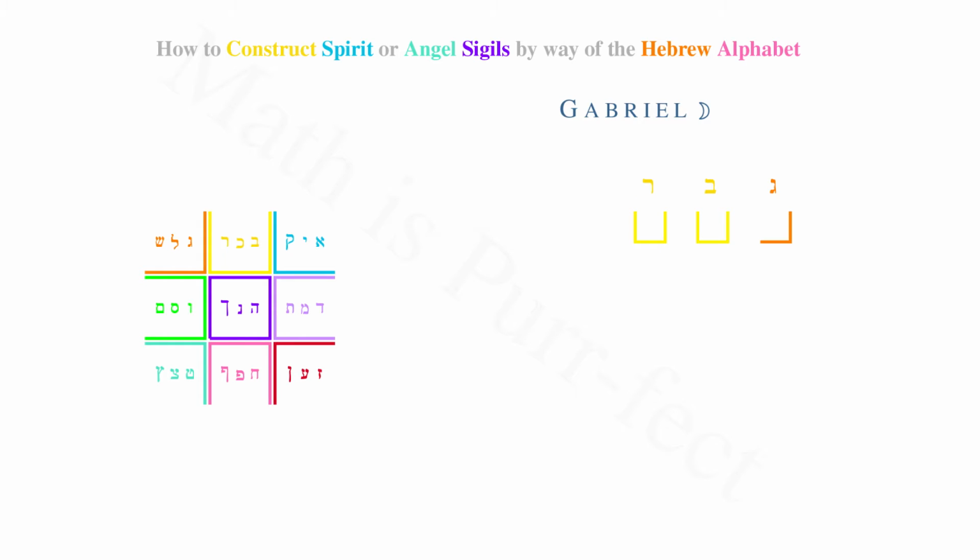Then Resh, residing in the same box as Bet, hence having an identical key, followed by Yod, residing in the top right box, which is indicated by the light blue L-shaped key. Next we have Aleph, also residing in the top right box, hence having the same key as Yod. Finally, Lamed, residing in the top left box, hence having the same orange L-shaped key as Gimel.